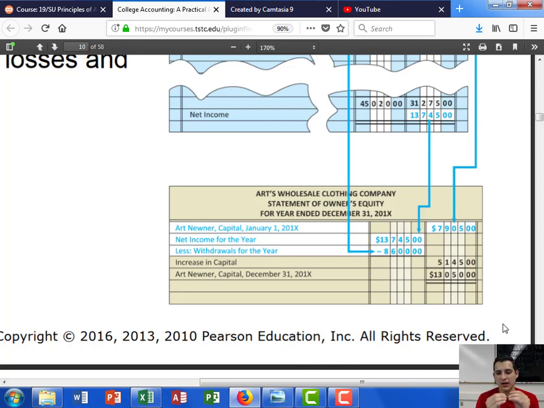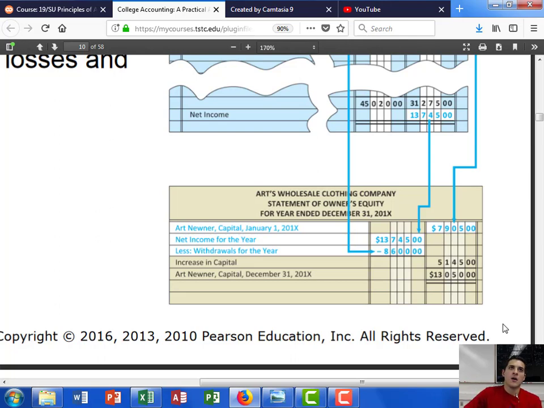Now, you started off with $7,905 of value in your capital. That's how much you invested in the beginning of the month. So during this example here, they're showing that you had a gain or net income of $13,745. So that means you've increased the value of your business by that much. But there's always going to be some deductions in the sense of withdrawals.